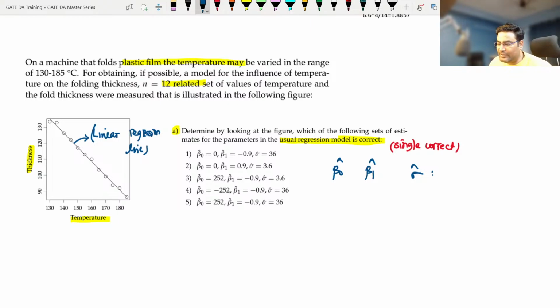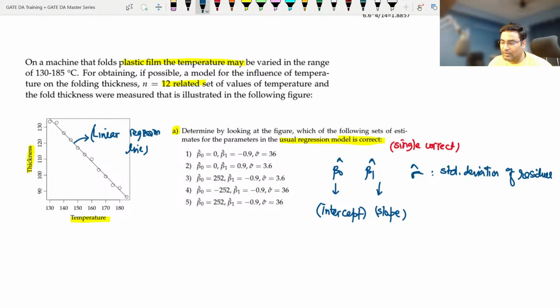Now, a lot of time people ask me, what is sigma hat? Beta naught is the intercept. Please answer in the chat before I answer. You can pause your video whenever you watch and answer it. What is beta 1 hat? This is your slope, right? Intercept. And sigma hat is what? This is your standard deviation of the residues. Residues, what? Errors, right? Which is the difference between the actual value and the predicted value.